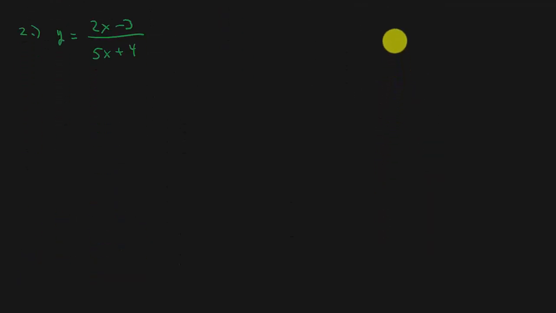All right, so here we've got another one. We want to find the derivative. You can see this is a quotient. This would be the quotient rule. And so the derivative here would be, the quotient rule is the derivative of the numerator.